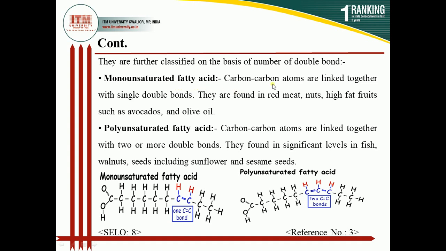Monounsaturated fatty acid, carbon atoms are linked together with a single double bond, and they are generally found in red meat, nuts, high fat fruits such as avocados, and olive oil. And the polyunsaturated fatty acids, in this the carbon atoms are linked together with two or more double bonds. It means I have represented the diagram with only two double bonds, but it is more than two, and they are generally found in fish, walnuts, seeds, including sunflower and sesame seeds.